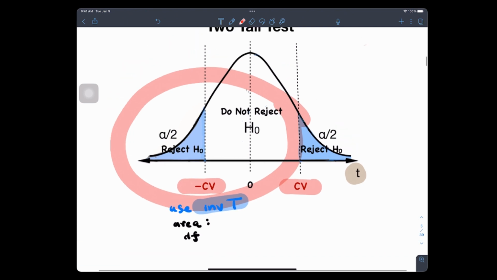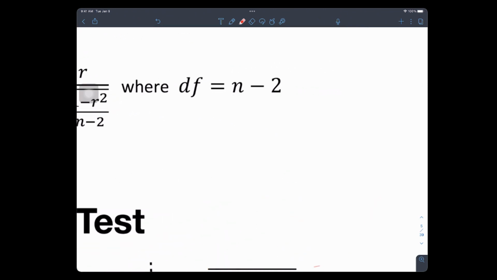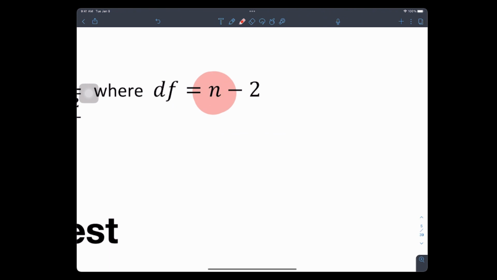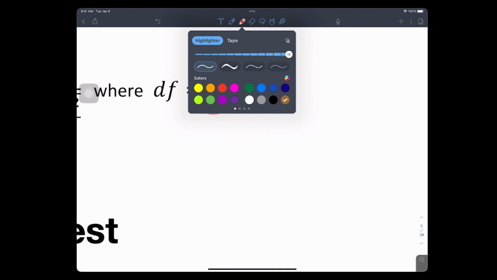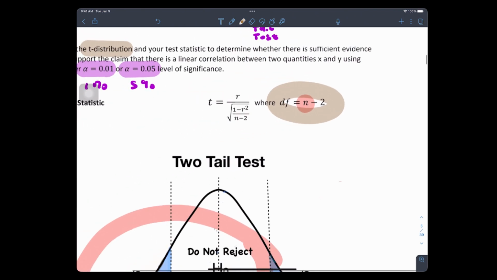And then what I have to say that's new, you see the degree of freedom? What's your degree of freedom now? It's n minus 2. So for linear correlation, the degree of freedom is not n minus 1. It is n minus 2. There's a lot of math under the hood here, ladies and gentlemen. So you go, where does that even come from? It goes way beyond the scope.